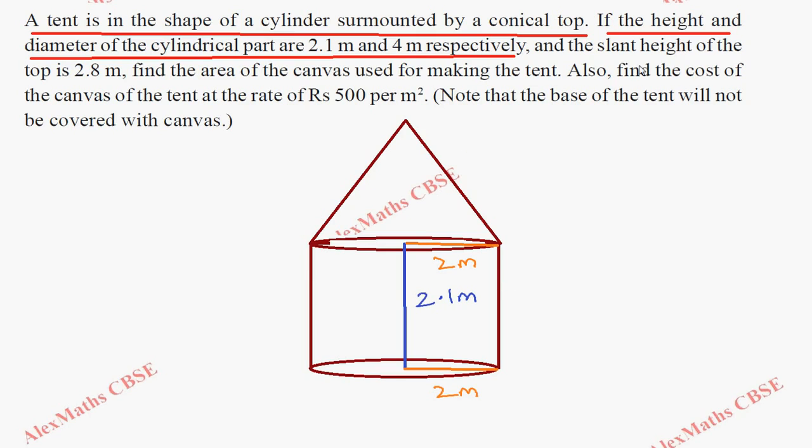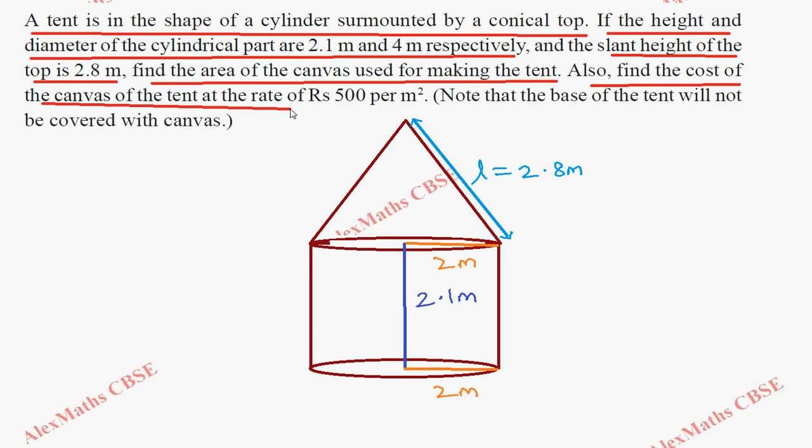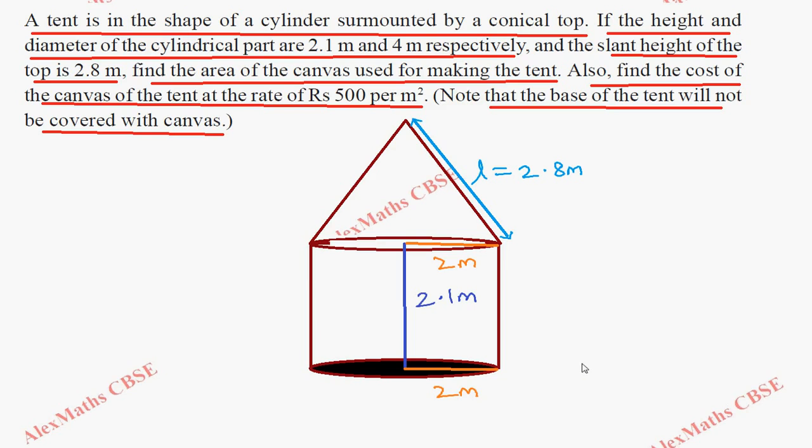Then in the question they have given the slant height of the top is 2.8 meter. So slant height is nothing but this portion and it is represented as L, and this L value is 2.8 meter. Now the question is, find the area of the canvas used for making the tent, and also the cost of the canvas of the tent at the rate of rupees 500 per meter square. Note that the base of the tent will not be covered with the canvas. So the base of the tent we should not include. This should not be taken into consideration.